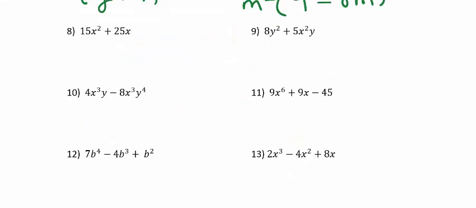In number 8, we want to pull out the greatest common factor. So between 15 and 25, 5 is the biggest number I can take out. And then for the variable, we have an x squared and an x, so I can take an x out of each term. And 5x times what is 15x squared? Well, that's going to be a 3x. Because 5 times 3 is 15, and x times x is x squared. And then we're going to need a 5 here, so 5x times 5 is going to be 25x.